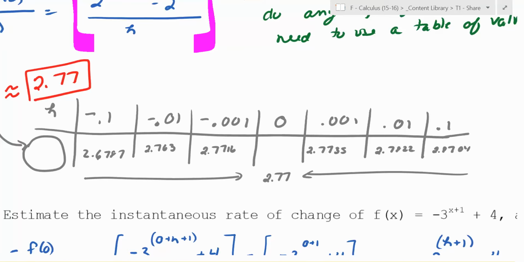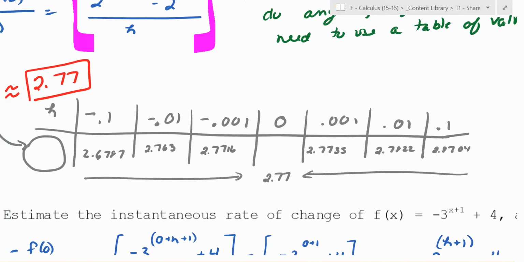Why are these negative and why are these positive? Well, we're approaching 2, right? The h value represents the distance from 2. So when it's negative, it means you are to the what? To the left. And when it's positive, it means you are to the right.